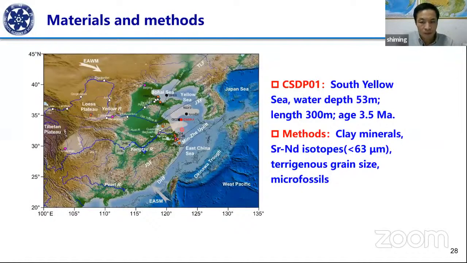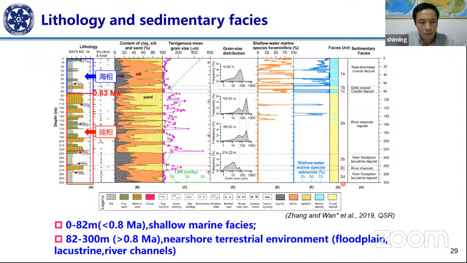And the methods in this study include clay minerals, strontium and neodymium isotopes, a focus on the silt to clay fractions, terrigenous grain size, and microfossil identification. Based on the core description, grain size, and microfossil identification, the lithology or sedimentary facies of this study core can be subdivided into two parts.